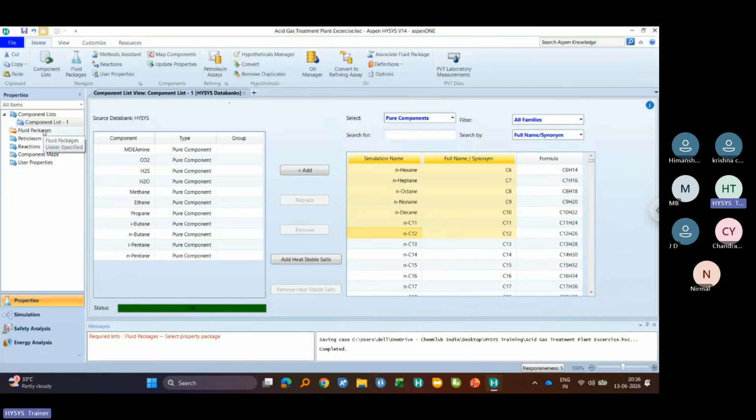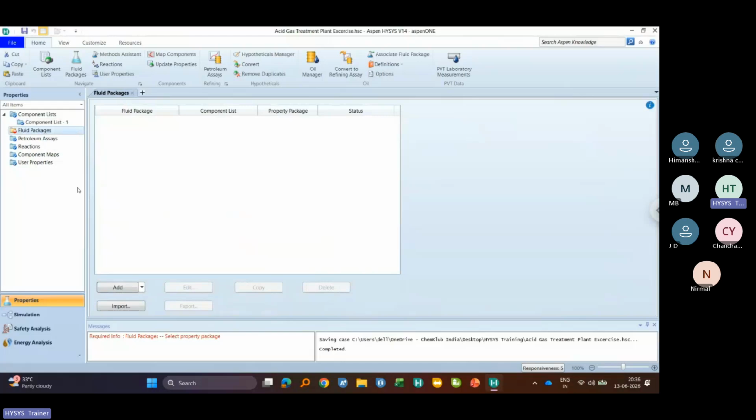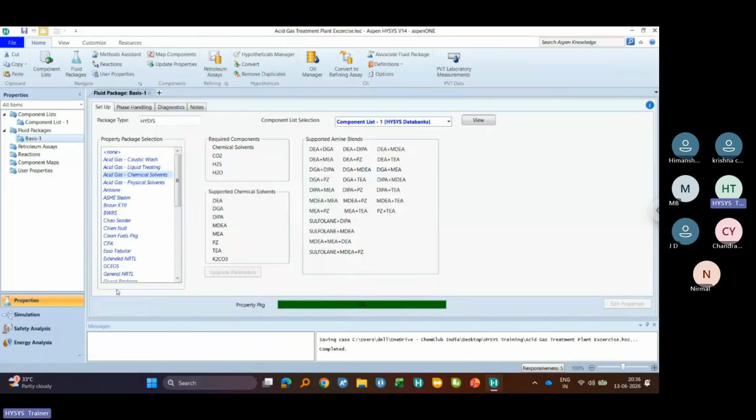I will just click on fluid package. I will not select any package based on that. Add. And you will see that it by default selects that property package: acid gas chemical solvents. Chemical solvents requires these three components, CO2, H2S, H2O, and any of the supported amines, like the MDEA we have selected. I have not clicked on any single property package. I have just clicked on the add button and it has directly added that property package by default for my selected list of components.